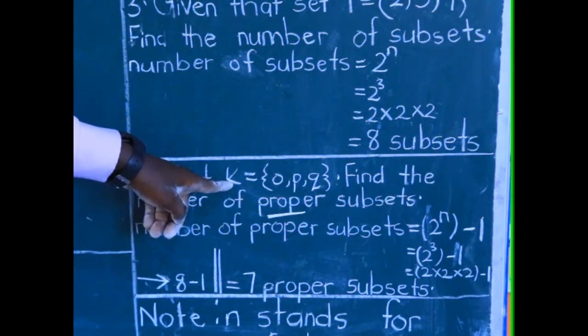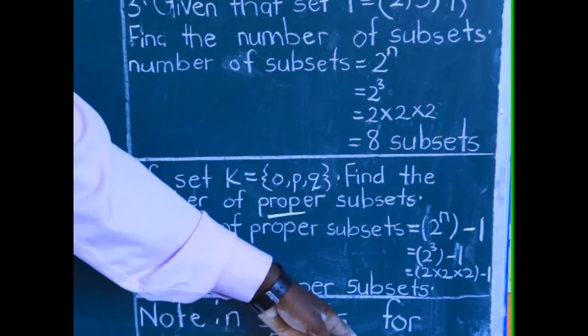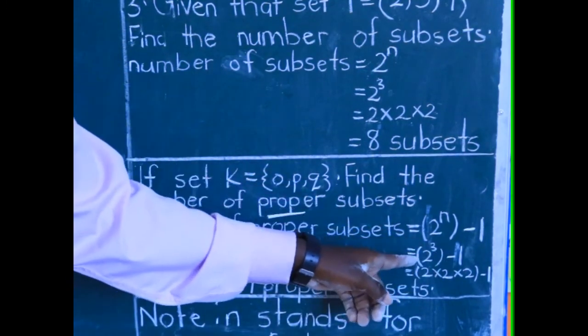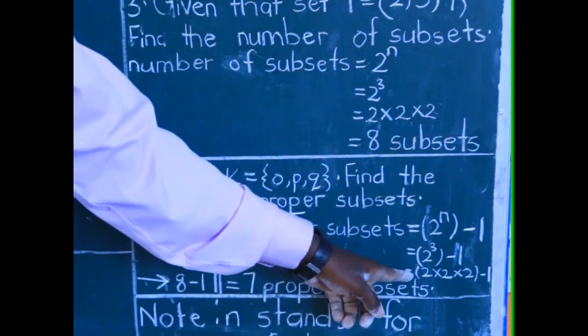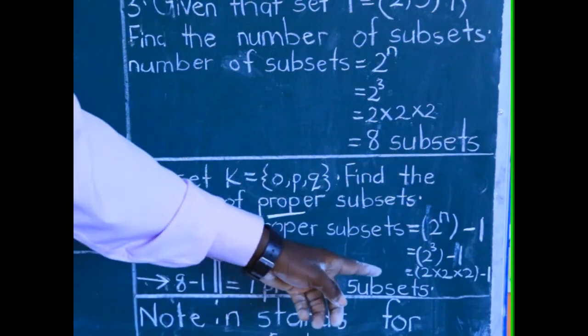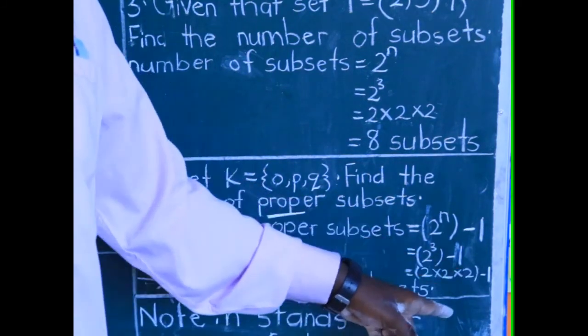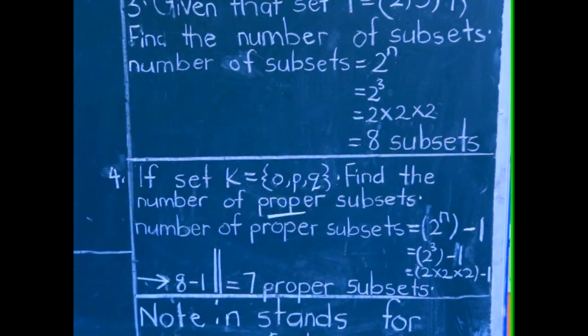The given set is K. Count the elements in set K: 1, 2, 3. You say 2 index 3, in brackets, minus 1. Then expand, like we've expanded here: 2 times 2 times 2, put it in brackets, minus 1. Then 2 times 2 is 4. 4 times 2 is 8. Now minus 1, where we've got 7 proper subsets.